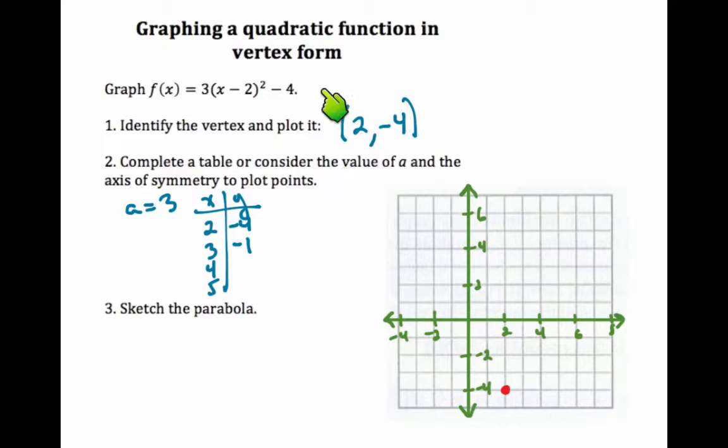And then 4, if I put 4 in, I get 4 minus 2 is 2. I end up getting 8. And if I put 5 in, I end up getting 23. And now I can plot those points. I'm going to go over 1, so to x being 3, and up to -1, and plot those 2 points.